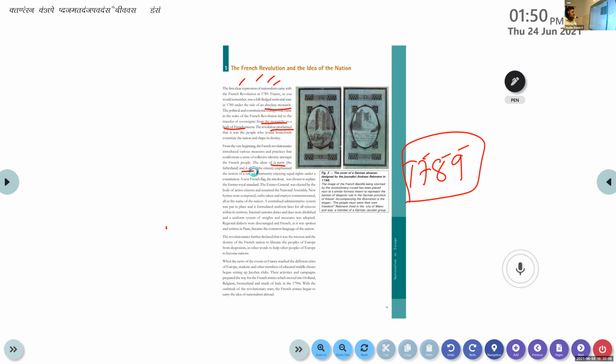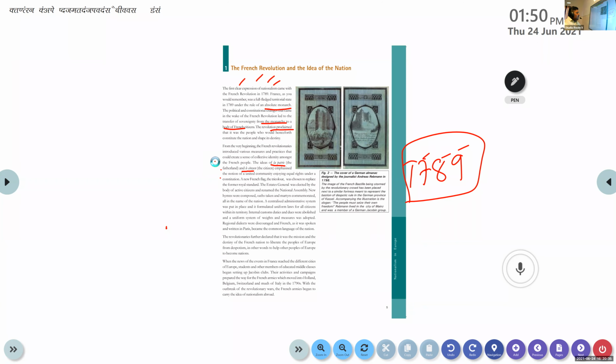Les citoyen, the citizen. So they gave importance to the fatherland and the citizen. They emphasized the notion of a united community enjoying equal rights under a constitution. So they started teaching the people the importance of living in a single country by following a constitution.